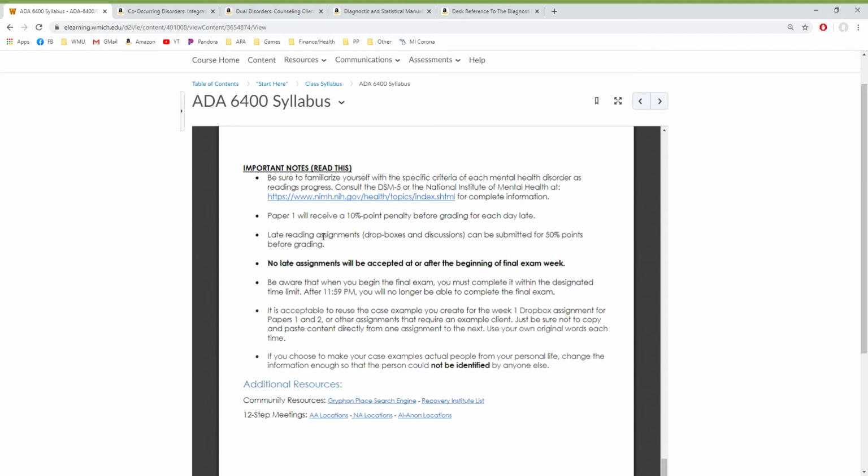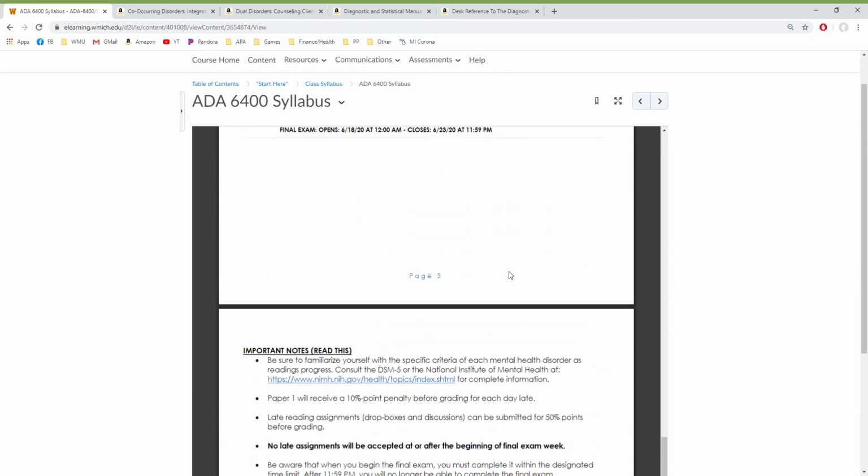That's different than those reading assignments, right? Those weekly drop boxes and discussions. You can submit those anytime for half credit, but this will eventually fizzle out to 0 points if you don't get it done within 10 days after its due date. No late assignments will be accepted after the beginning of final exam week, so keep that in mind too.